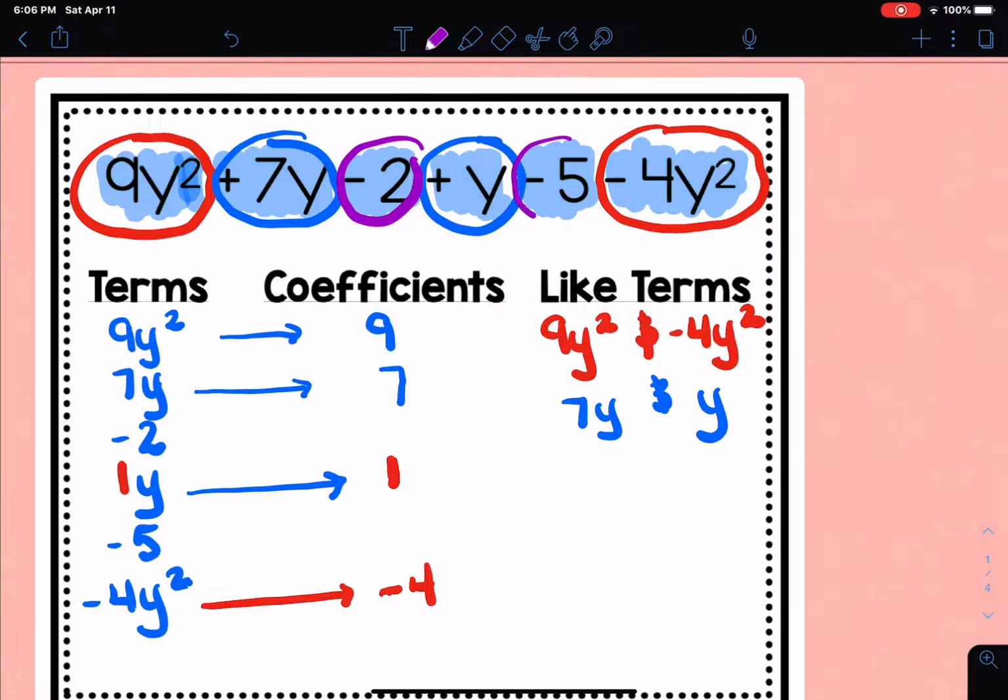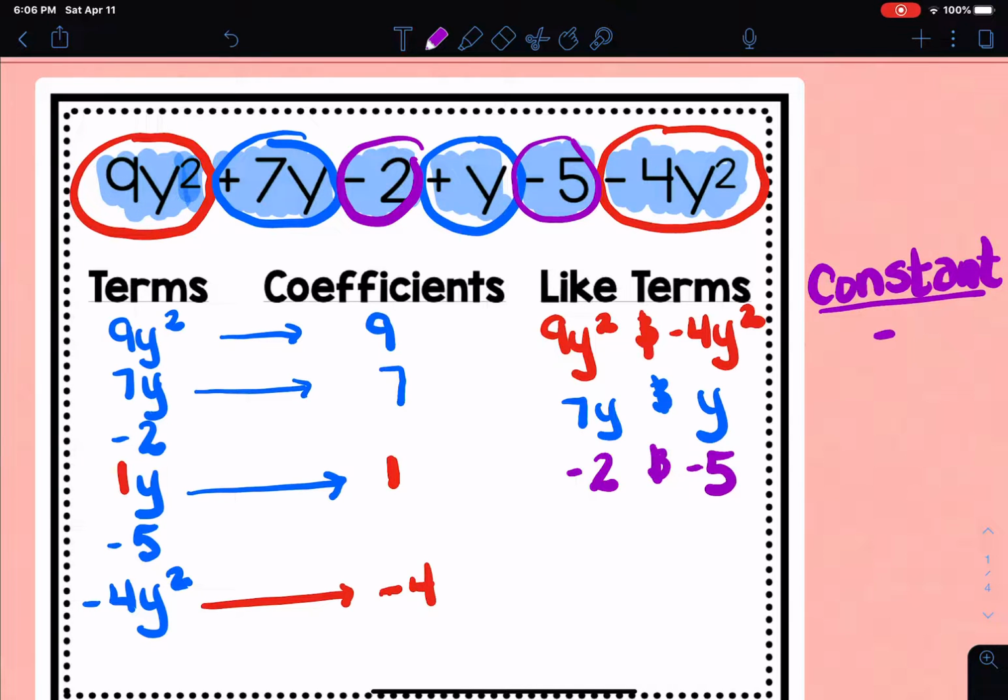Then these two right here are both numbers. So they're like terms: negative 2 and negative 5. Now, the one thing that I didn't talk about on this was the constant value. The constant value is the number only value, and in this case, it would be negative 2 and negative 5.